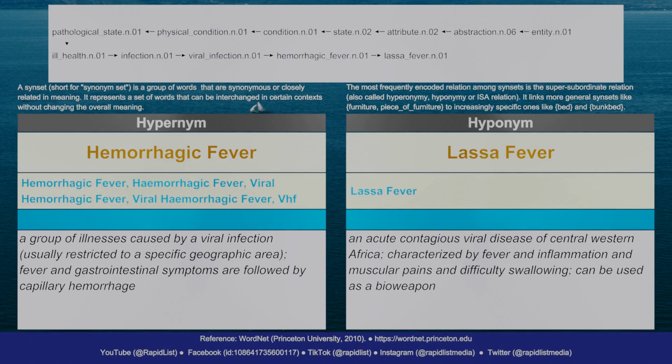Lassa fever. An acute contagious viral disease of Central Western Africa, characterized by fever and inflammation and muscular pains and difficulty swallowing, can be used as a bioweapon.